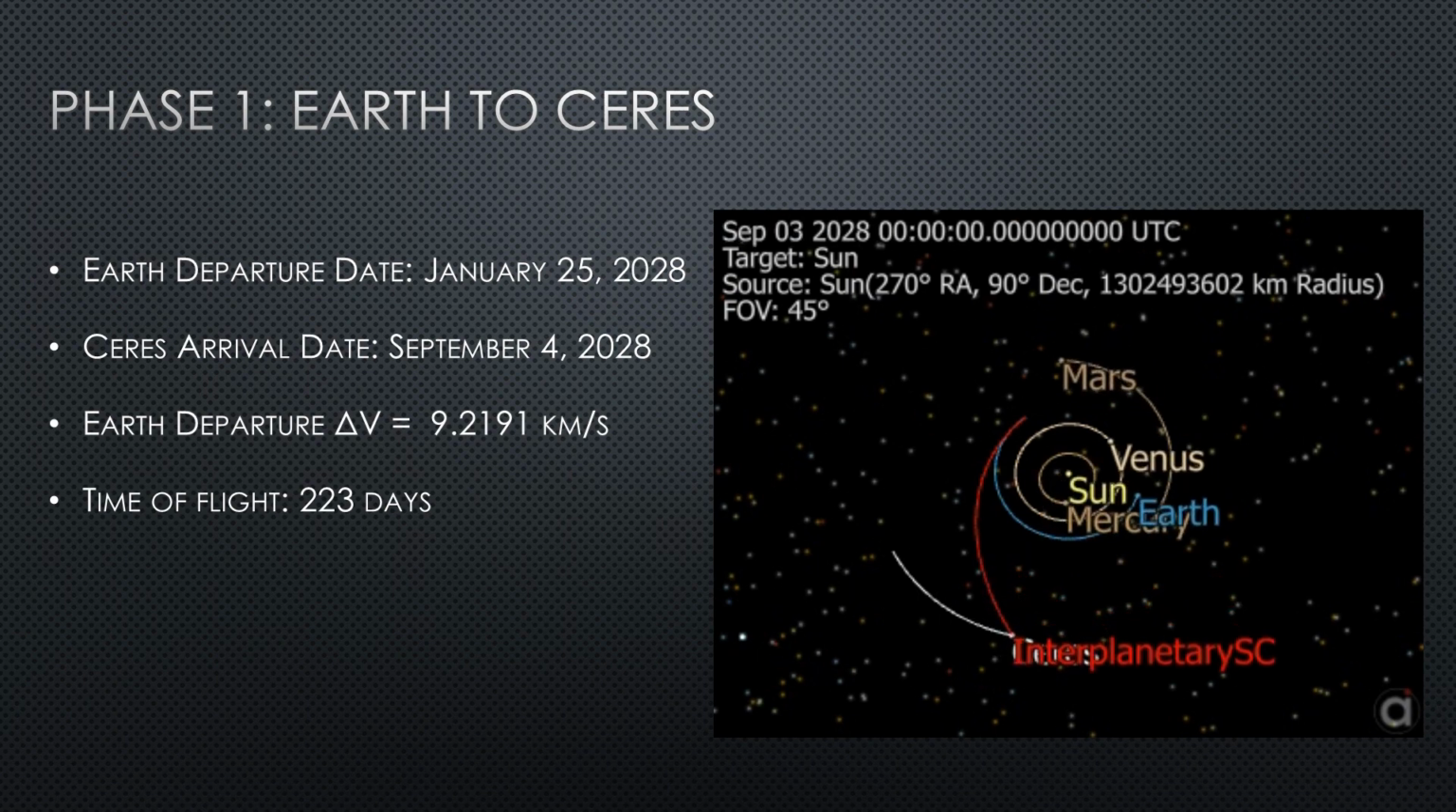On January 25, 2028, the mission to Ceres will commence. A delta V of 9.2191 kilometers per second is required to leave Earth's orbit and send the spacecraft onto the optimized trajectory path to the dwarf planet. The total amount of propellant needed to execute this maneuver is 77,311 kilograms, and the time of flight is 223 days.